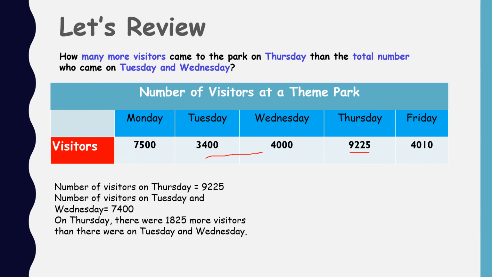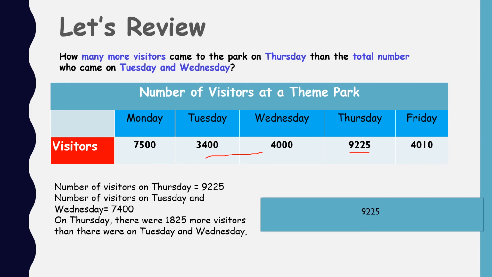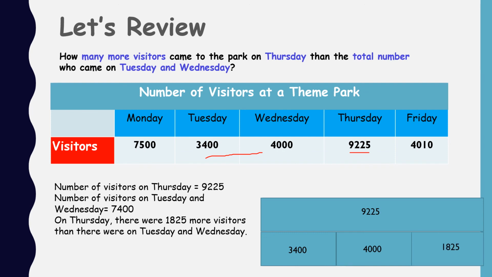Now let's quickly look at the final bar model. The total number of visitors on Thursday was 9,225. The number of visitors on Tuesday was 3,400. The number of visitors on Wednesday was 4,000. And they wanted us to find out how many more visitors there were on Thursday, so we added a third block to the bar model once we found our answer. Now when you add these three numbers, you will see that you get 9,225. The final bar model will also help you check if your answer is correct or not.